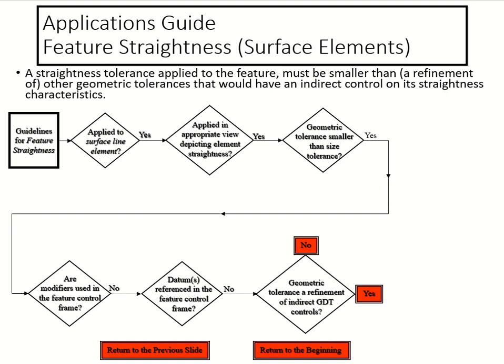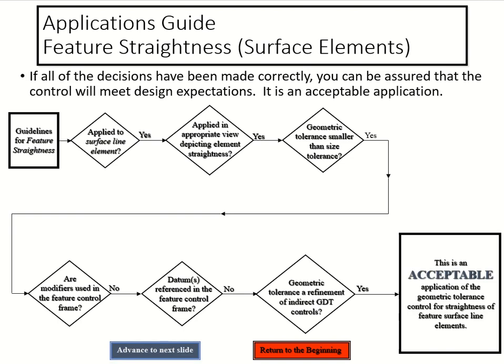After you have checked your size limits, check your material modifiers, and then you check your datum. And then if that's acceptable, everything's good, no violation has occurred to any of the tolerances, then it's acceptable. So your application is okay for using this geometric tolerance control for your straightness for that surface line.